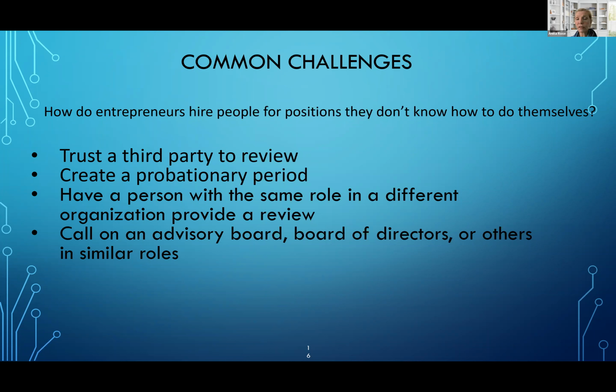You can have a person within the same role, but within a different organization. That could help. It's great to collaborate with other companies so that you can help each other. Having an advisory board or board of directors is very important as a company grows, to have those people that you can reach out to on a regular basis.